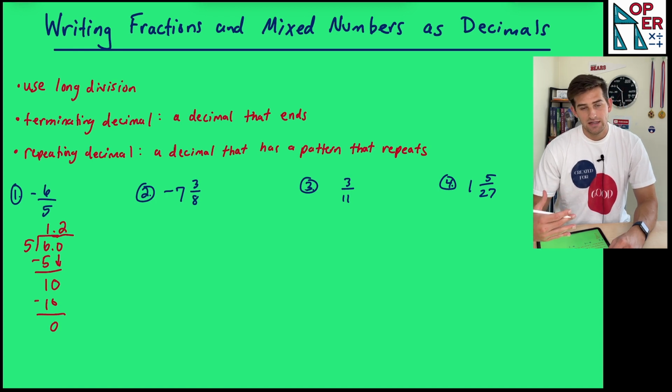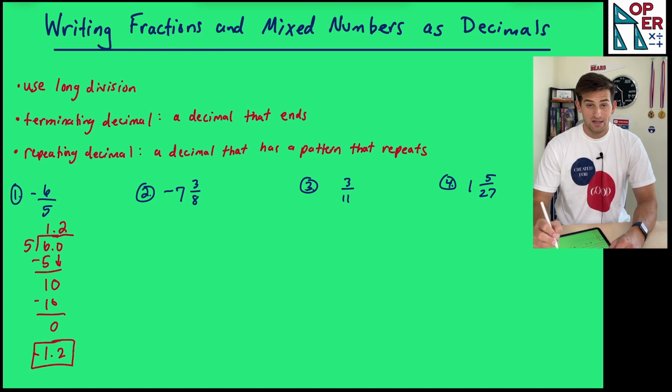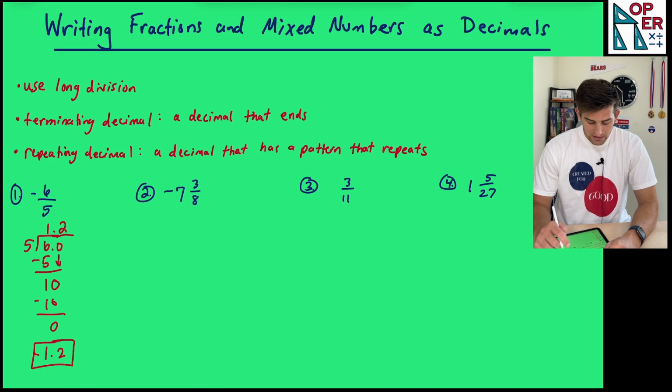So when we end up with 0 down there, we know this is going to be a terminating decimal. So our answer is 1.2, but we know that it should have been negative. So we can say -1.2 would be our decimal for -6/5. All right, number 2, we have -6 and 3/8, so we have a mixed number.